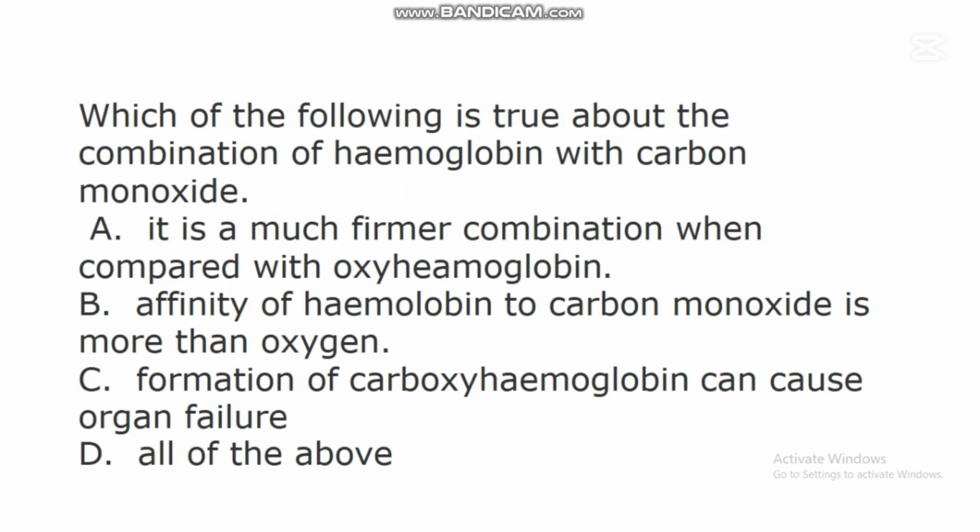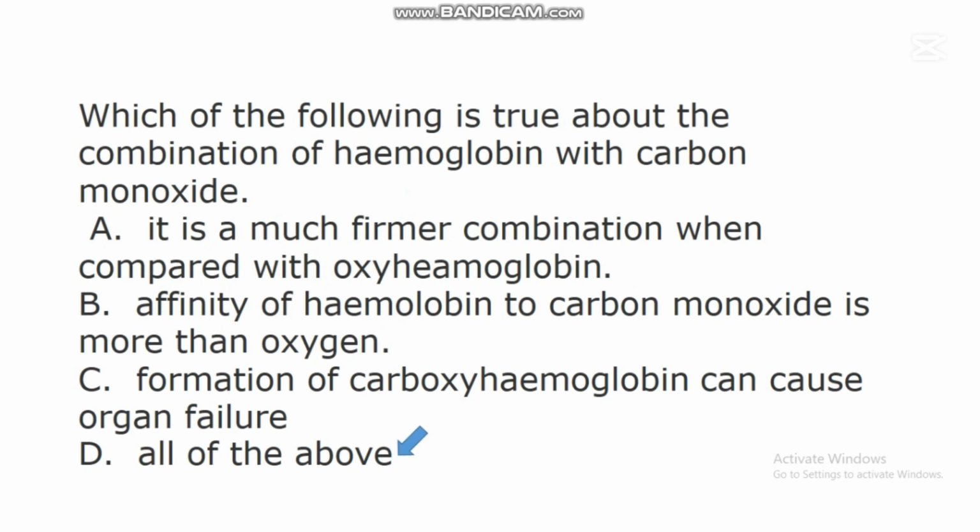The next question says, which of the following is true about the combination of hemoglobin with carbon monoxide? A. It is a much firmer combination when compared with oxyhemoglobin. B. Affinity of hemoglobin to carbon monoxide is more than oxygen. C. Formation of carboxyhemoglobin can cause organ failure. D. All of the above. In this question, the correct answer is D.